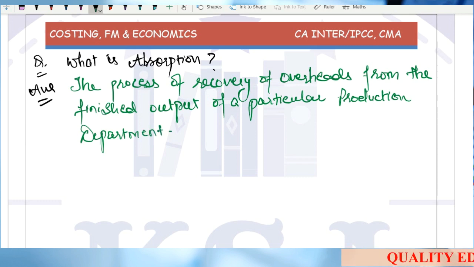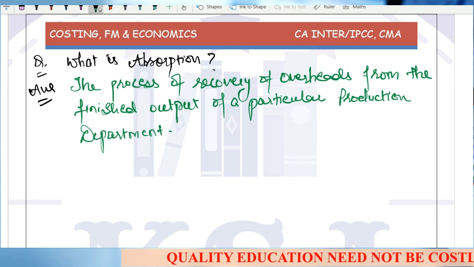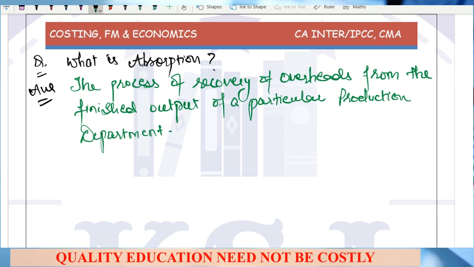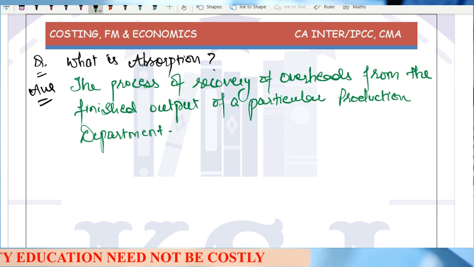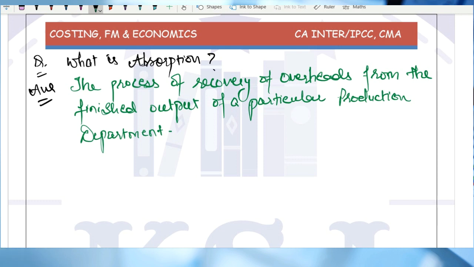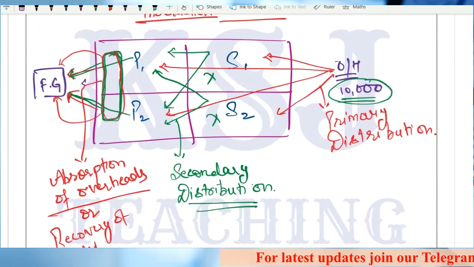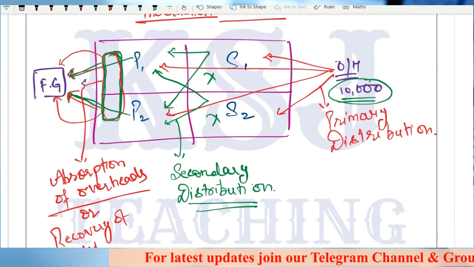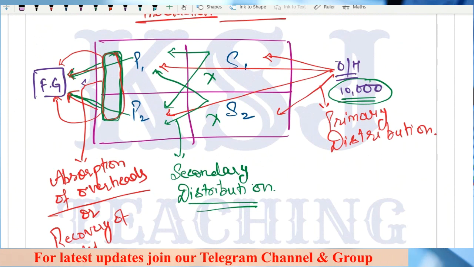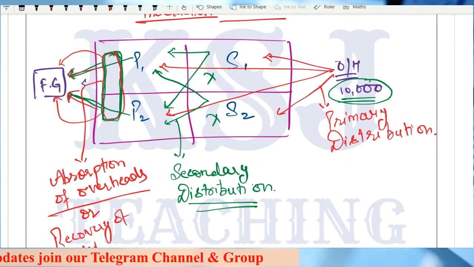Absorption is identifying the accumulated cost in the production department. Why am I saying accumulated cost? Because we first distribute the cost between all the departments, then pick up from the service department and distribute it in the production department. Now the accumulated cost lying in the production department, we have to identify in the finished goods. Now, how this identification is done, we have to study that.